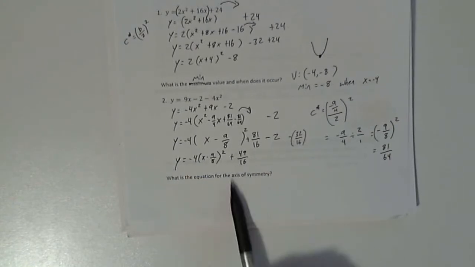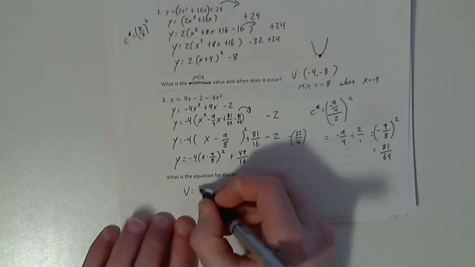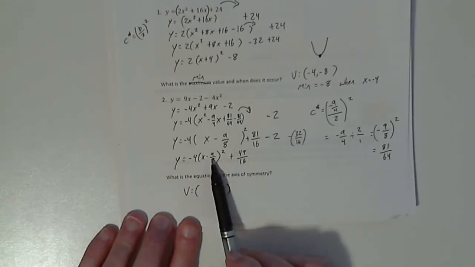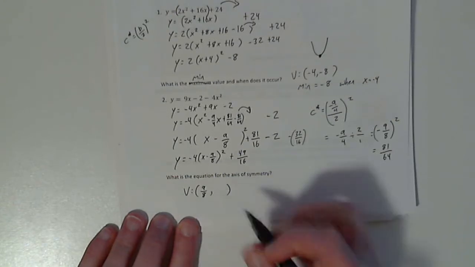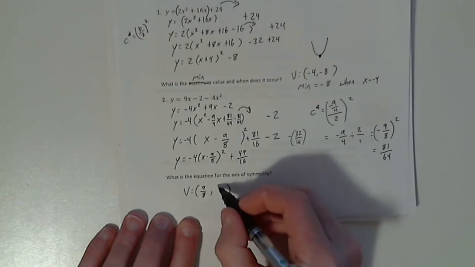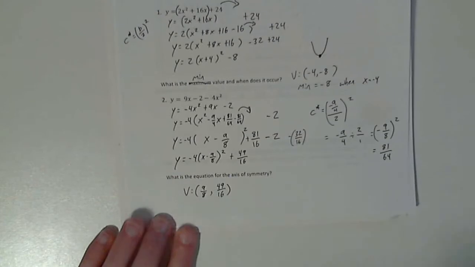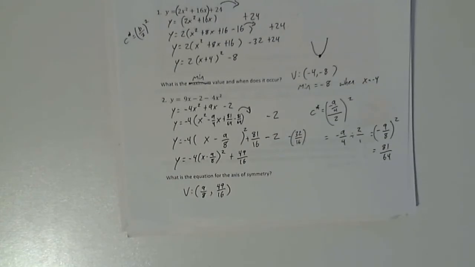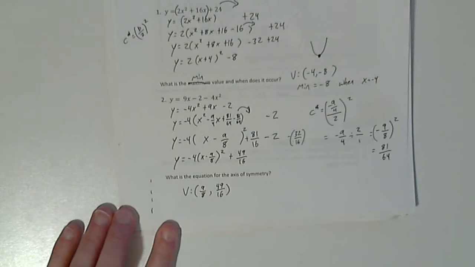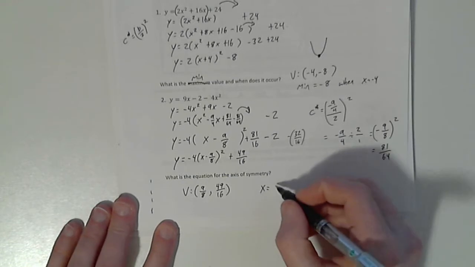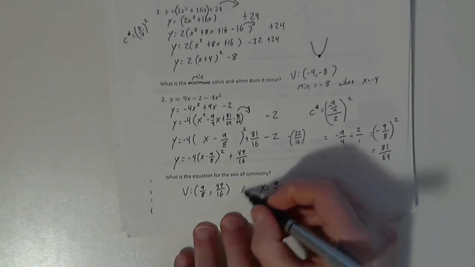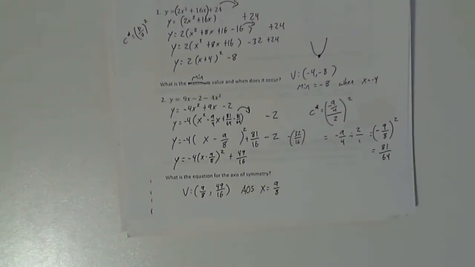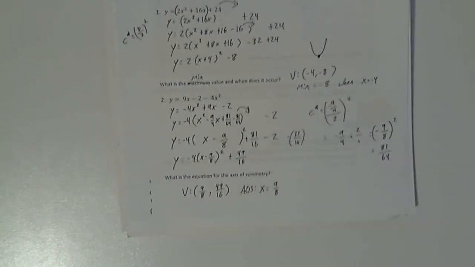What's the equation of the axis of symmetry in this one? So once again, the vertex is going to be negative, so positive 9/8, always the backward sign, and 49/16. So the equation of the axis of symmetry, that should be a vertical line right through the x value of the vertex. So x is equal to 9/8 is the axis of symmetry. Sometimes we call it AOS.